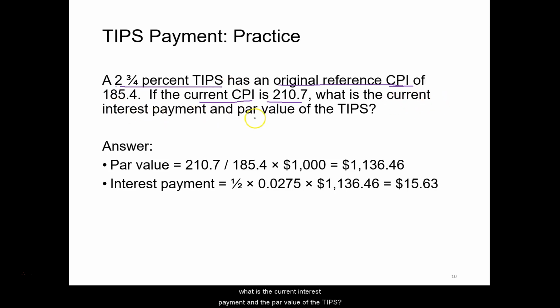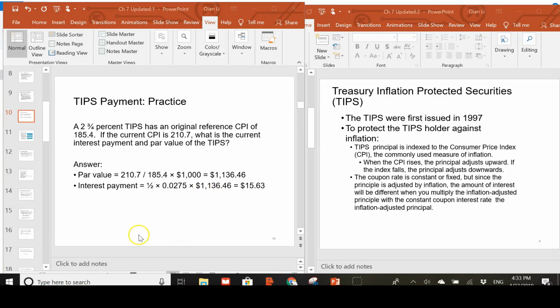What is the current interest payment and the par value of the TIPS? Recall from the last slide, we mentioned that the par value of the TIPS will be indexed to the CPI level. So we look at the original CPI and the CPI as of now. 210.7 divided by 185.4 is how much the CPI level has gone up. So it's about 1.136 times. And we use that number multiplied by the original par value, and then we get $1,136. So that is the new par value according to the current CPI compared to the original reference CPI.